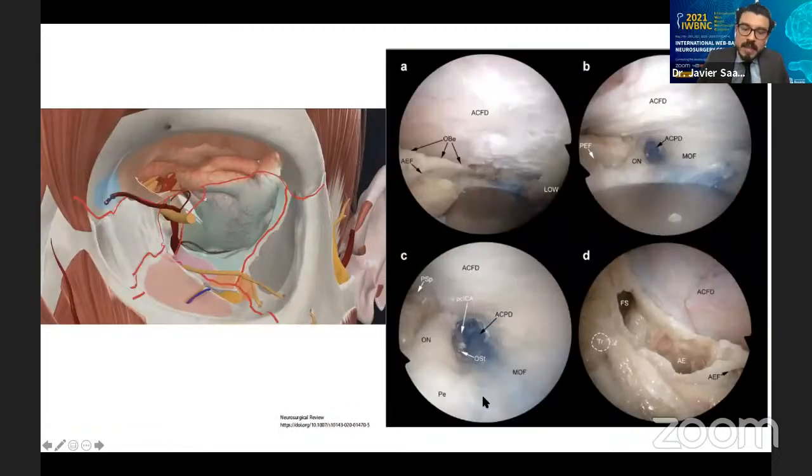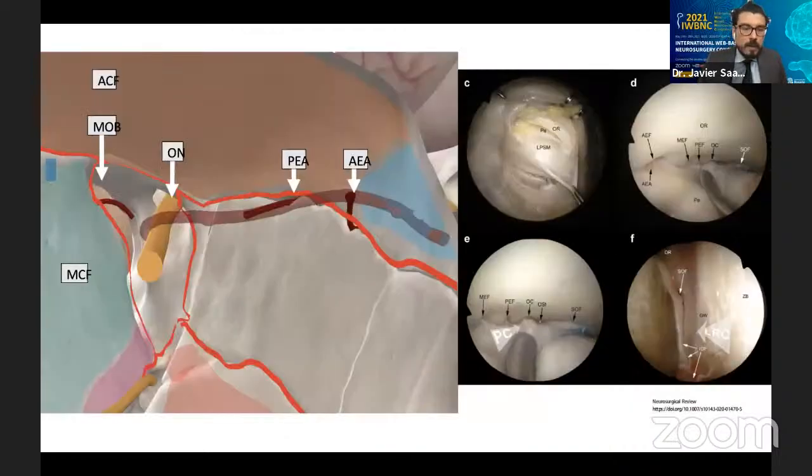So it's a complex anatomy. Even if you're doing the dissection, if you're trying to learn this anatomy from an open approach or from an endonasal endoscopic approach, this is a different point of view, so you have to get used to this anatomy.